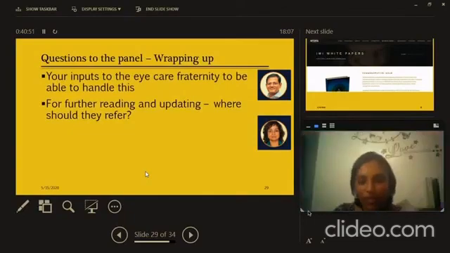Thank you, ma'am. Well said. And Dr. Vish, do you want to add anything to this, to the optometry community, the optical industry as such? Do you want to give any inputs?